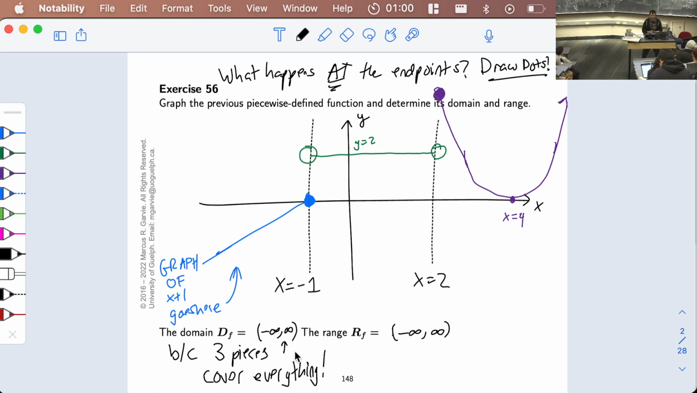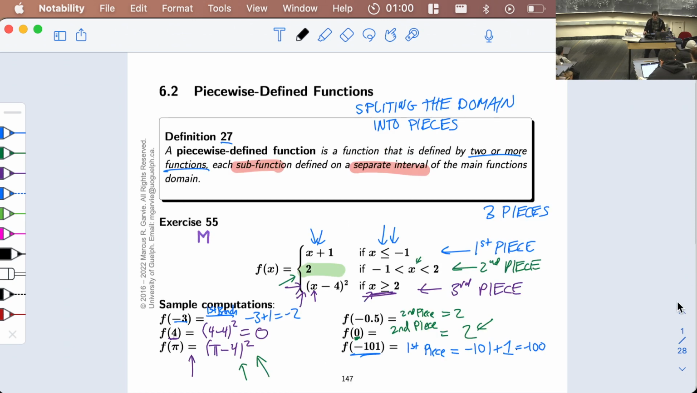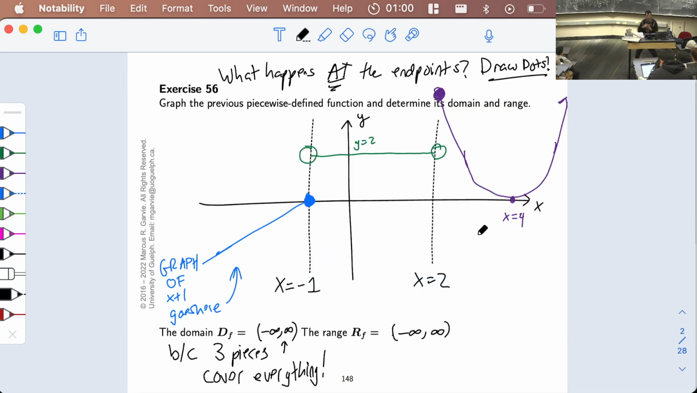In a different situation, imagine we had the function with only the first and the third piece, with the middle piece missing. Then the domain would not be everything. It would only be all the numbers up to -1 and all the numbers bigger than 2. So if you're missing a piece, then you're missing a piece in the domain as well. That can definitely be a thing: here's a function, tell me the domain, and the answer is you're missing all the numbers in the middle.